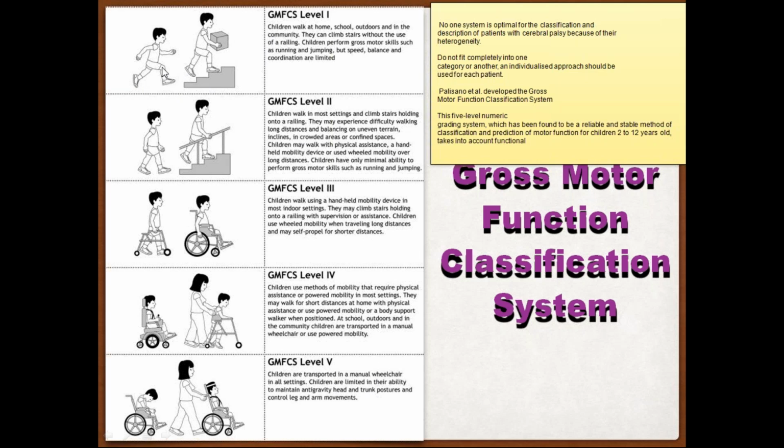In level 1, the child can walk at home, school, outdoors, and in the community, they can climb stairs, everything. It appears normal. Whereas in level 2, the child walks in most settings and climbs steps holding on to a railing. So he cannot walk without holding this. He can walk only by holding this. And in level 3, he can walk only with some walking aids. He can go, but only with some aids.